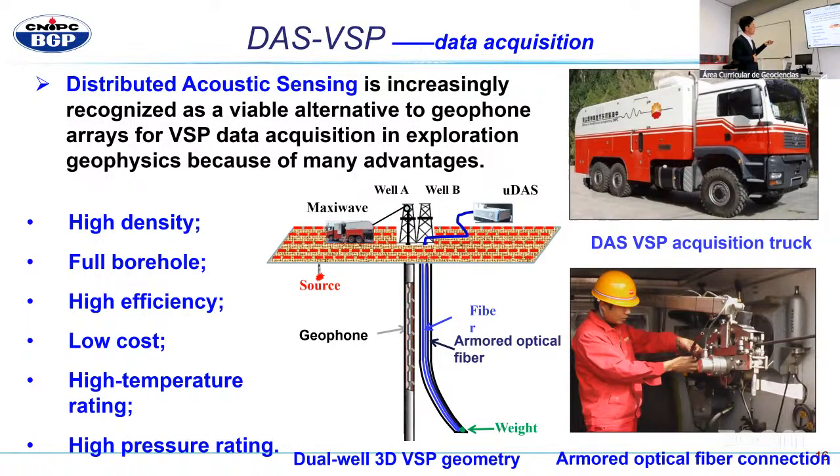And it deploys the fiber to the bottom of the well. So this is what we call full borehole acquisition. Another thing, this is very high efficiency. Compared with the geophone deployment process, the fiber takes less than 1 day to finish the deployment. And compared with the geophone, the fiber is very cheap and has very low operation cost because you save time, you save money.